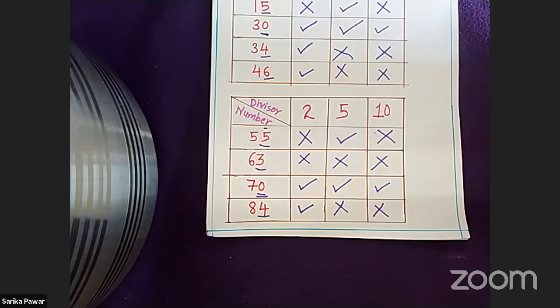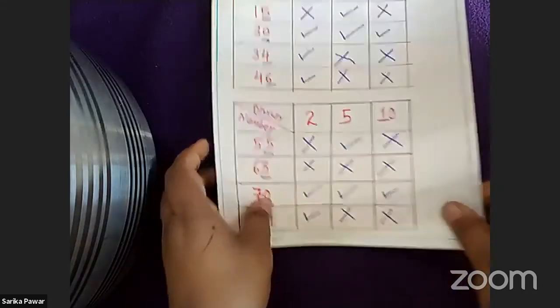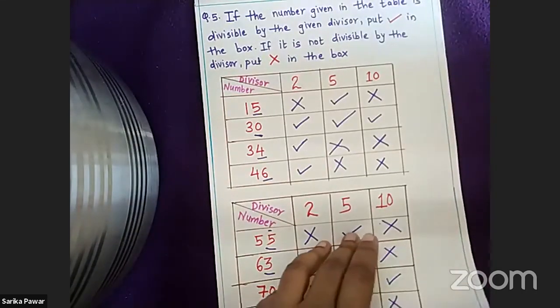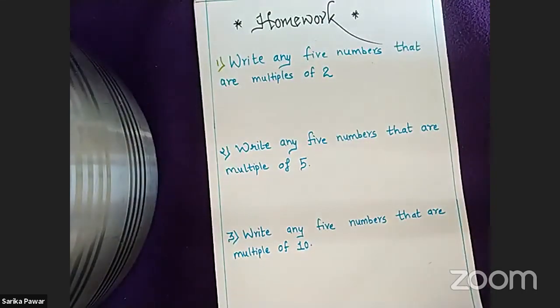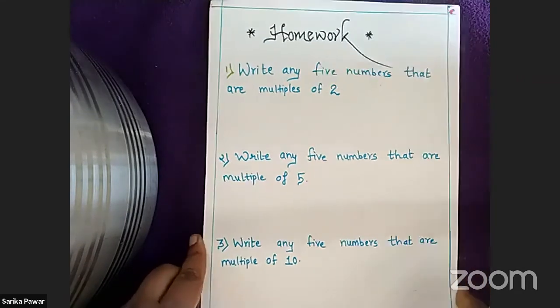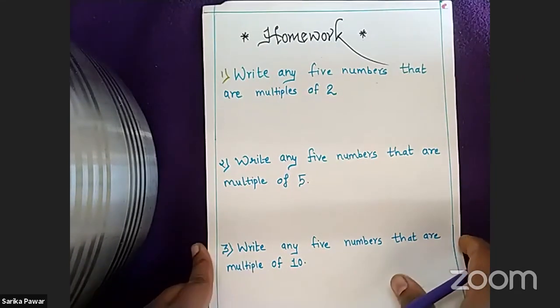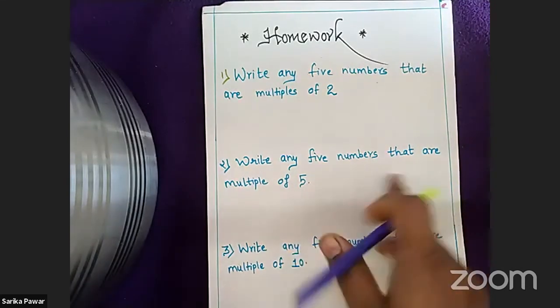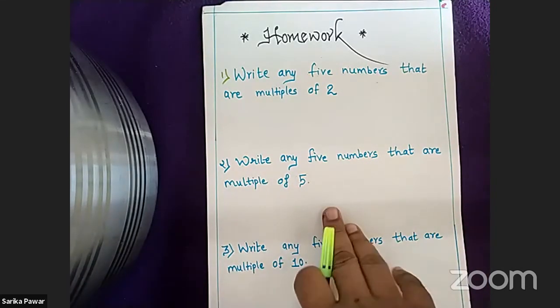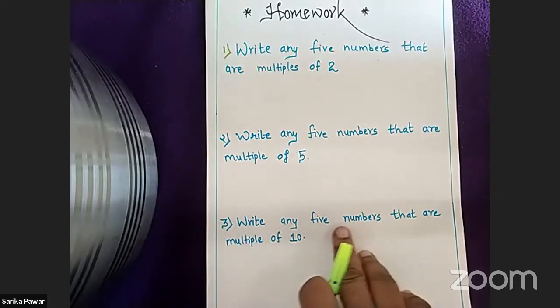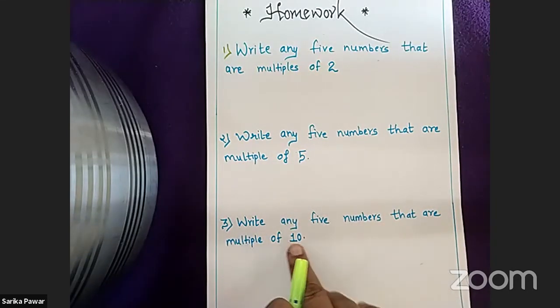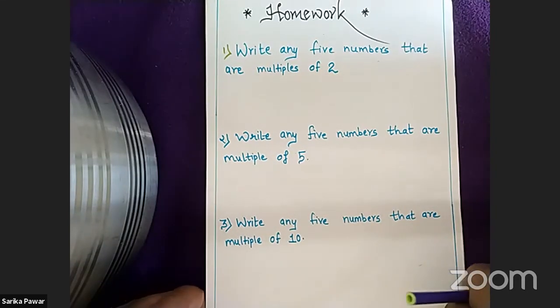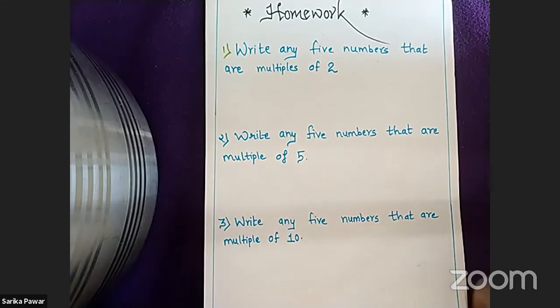Problem set 33. So here is the homework for you. Just note it down. Write any 5 numbers that are multiples of 2. Write any 5 numbers that are multiples of 5. And write any 5 numbers that are multiples of 10. This is your homework. Just note it down.